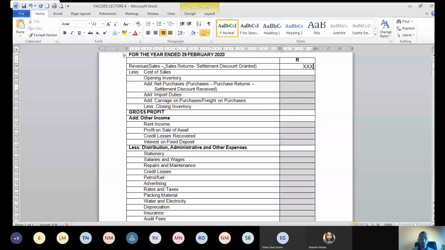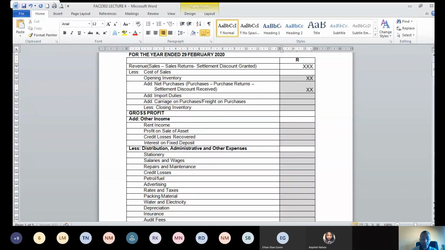Then you must calculate your cost of sales. Now you must know the story, what is cost of sales. Cost of sales consists of the following. It is the opening inventory. Opening inventory is the value of your stock at the beginning of the financial year. To that, you will add your net purchases. So when we talk about net purchases, that would be the purchases minus the purchases returns minus the settlement discount received. That is your net purchases.